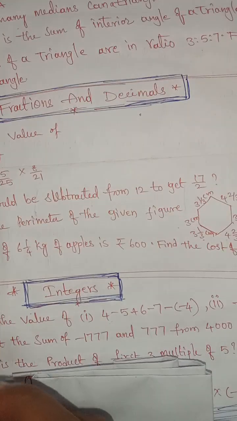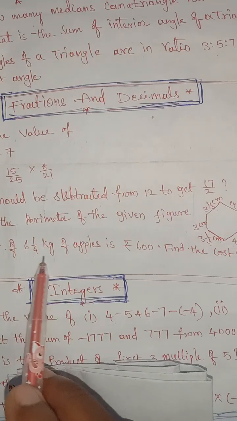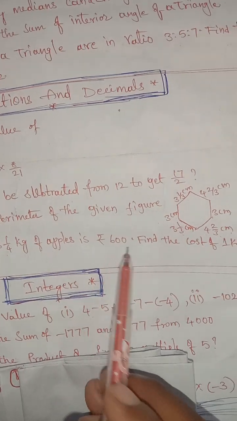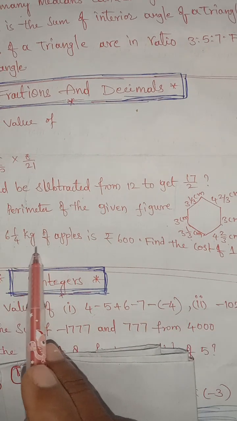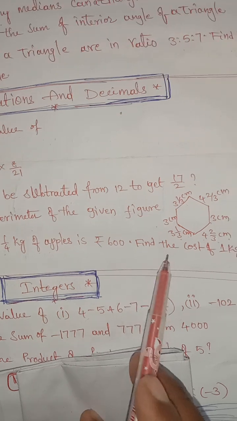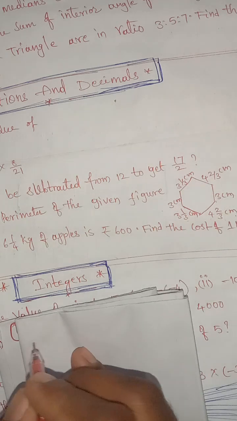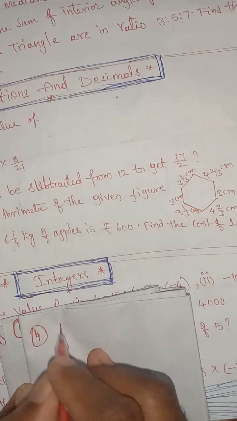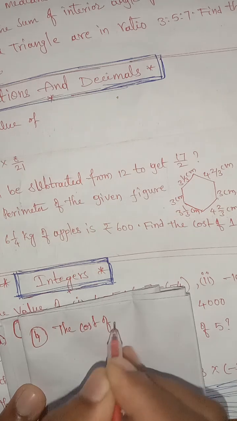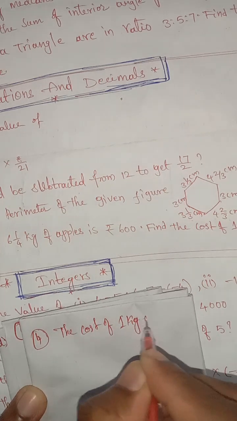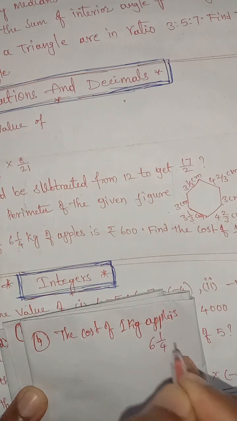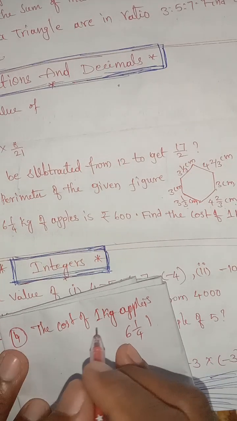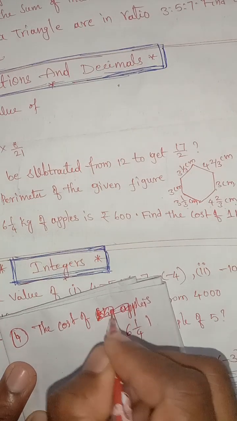Question number 4. The cost of 6 whole 1 by 4 kgs of apple is 600 rupees. Find the cost of 1 kg of apple. Here, the cost of 1 kg apple. Sorry, the cost of 1 kg, not 6 whole 1 by 4.